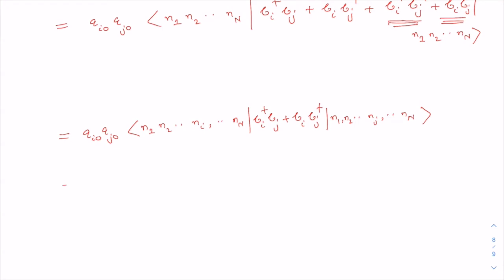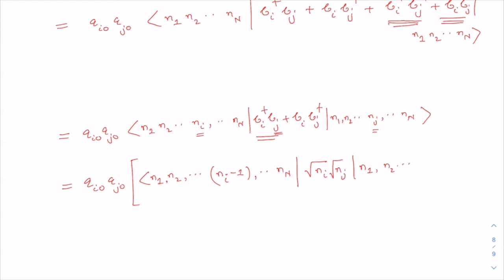Let me calculate it term by term. So I have q_i0 q_j0, and here n1, n2. Let me first consider this particular term, b_i dagger b_j. This operator b_i dagger operates on the bra n_i and will operate only on the ith oscillator. So it would become n_i minus 1, up to n_N, and this will give you the square root of n_i. Similarly, when b_j operates on n_j, you will get the square root of n_j, and here you will have n1, n2, and so on, where n_j would become n_j minus 1, up to n_N.